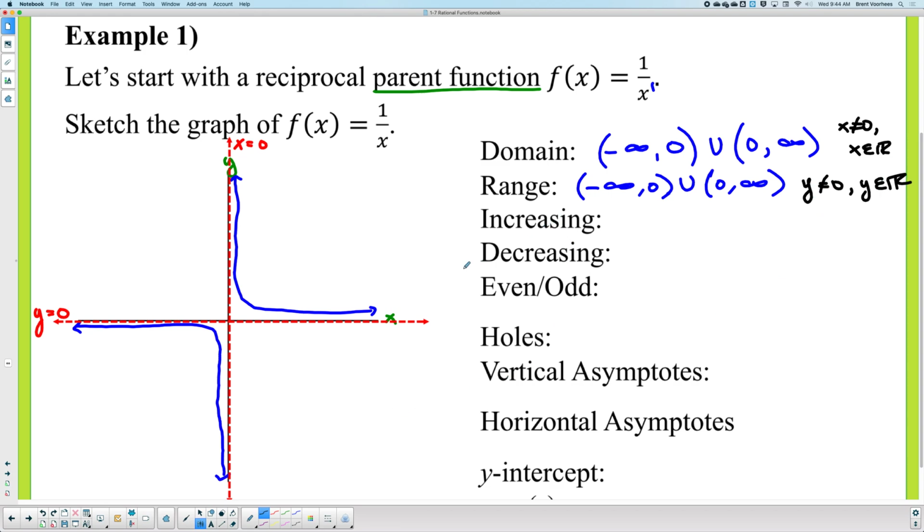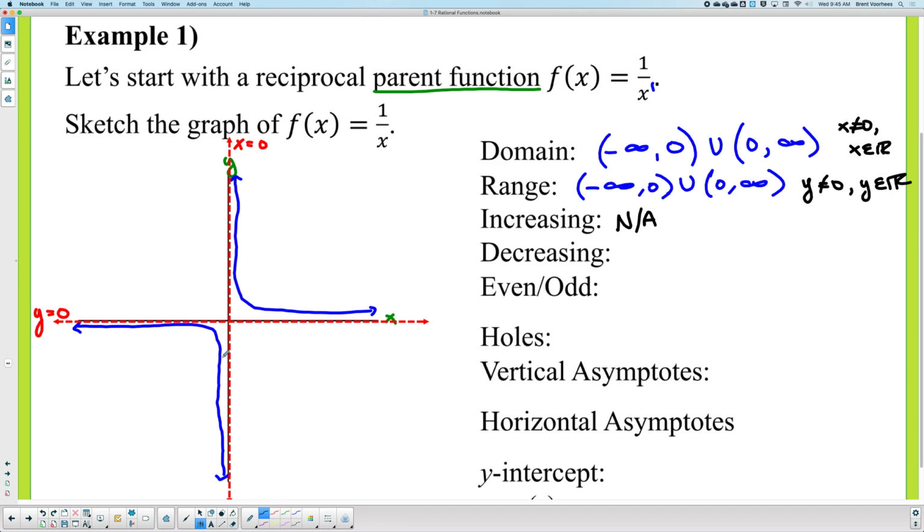Okay, tell me about the graph. This first piece, is it increasing or decreasing? It decreased. What about this one? Decrease. It does not increase at all. This particular graph does not increase. The parent function does not increase anyway. What about decreasing? We go off x values, from negative infinity to 0. So from left to right, what's this piece doing? It's decreasing.